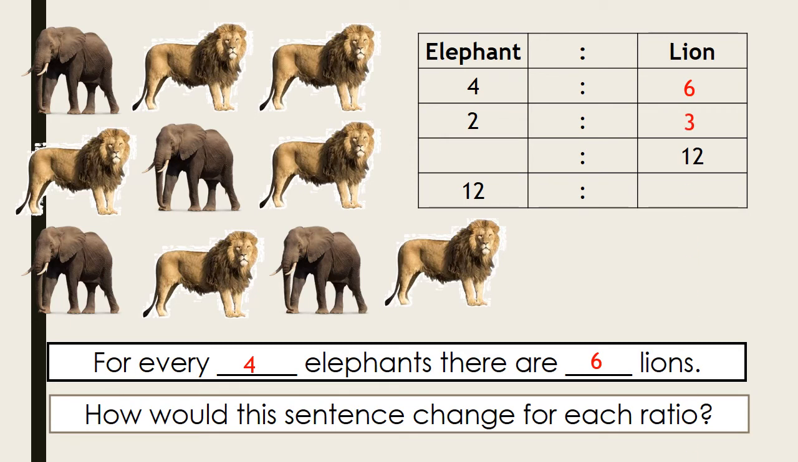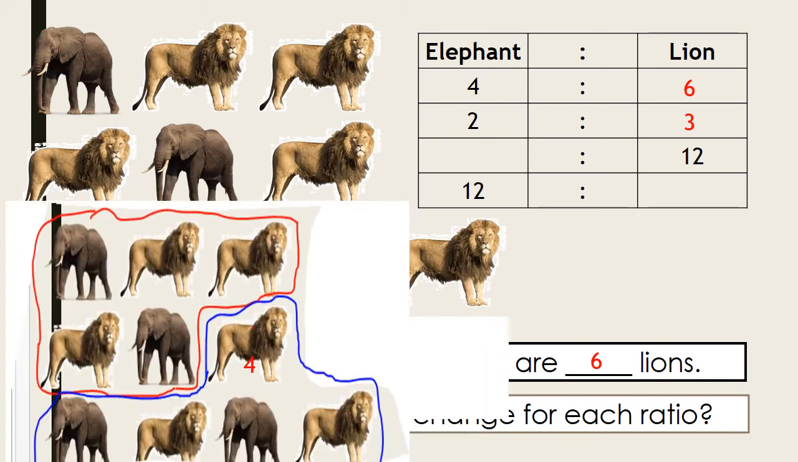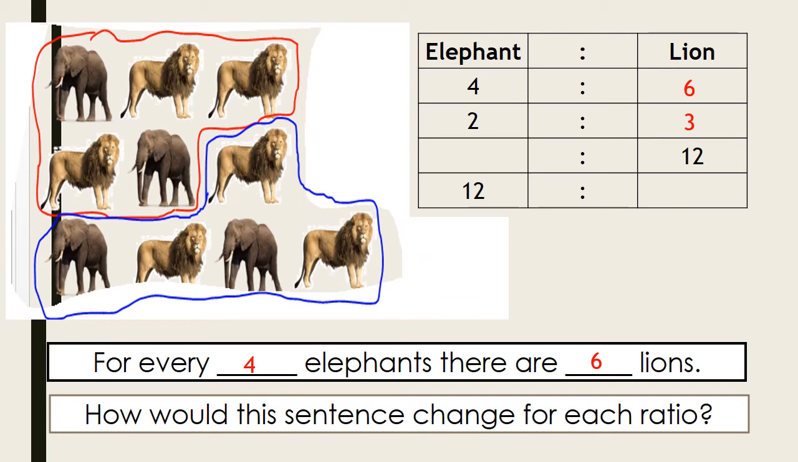Well, let's look at the second one together. If I've got 2 elephants, then I must have 3 lions. And we can see that here. The same picture that we had before with 4 elephants and 6 lions, I could just group them differently. As long as I still have the similar numbers in both groups, I could group them so that there is none left over. I don't have any lions left over or any elephants left over, but the groups are equal. Both groups have the same number of elephants and the same number of lions.